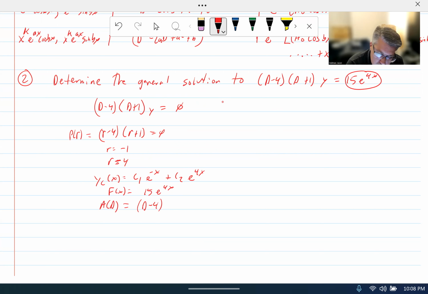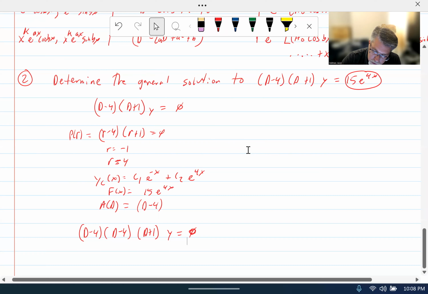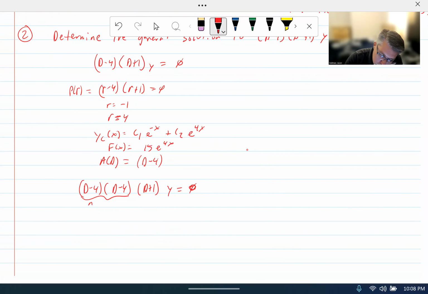Okay, so I'm going to place that back in. I'm going to have (D - 4)(D - 4)(D + 1) of y equal to 0, because that's going to annihilate. But what happens in this specific case is I get multiplicity of 2. I already have a D - 4, so I end up with multiplicity of 2.